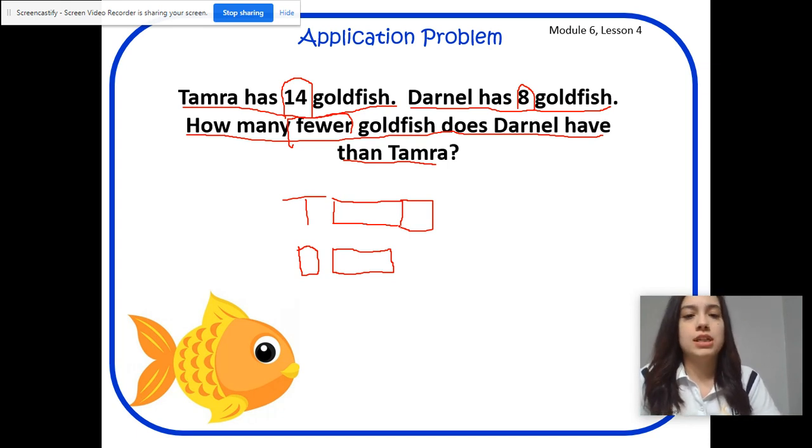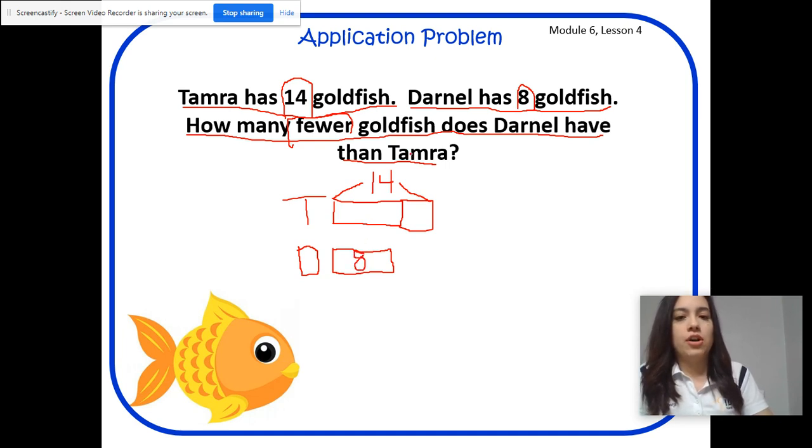Tamara has 14 goldfish. So that's her total. But we already know that Tamara has 2 parts. So we're going to draw the arms of the tape diagram and write her total in the middle. 14 goldfish. And Darnell has 8. So we're going to go ahead and put an 8 for Darnell here.